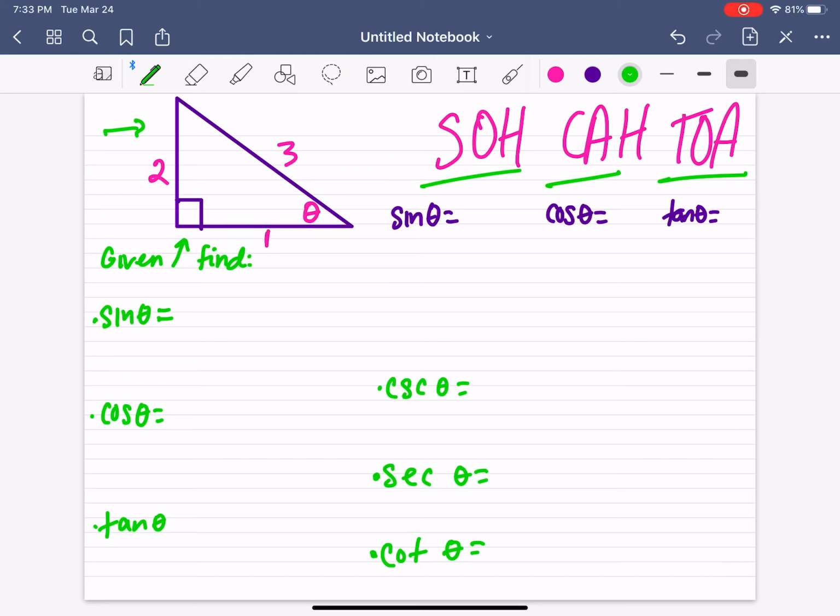So here's what it means. The S in SOH is for sine, and the sine is the opposite over the H, which is for hypotenuse. So the sine of theta is the opposite over the hypotenuse.